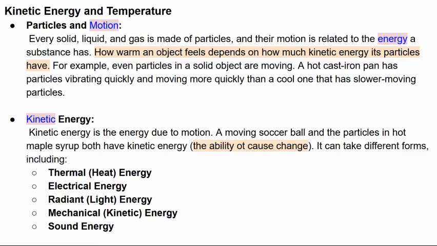Energy and temperature. Particles and motion. Every solid, liquid, and gas is made of particles, and their motion is related to the energy a substance has. How warm an object feels depends on how much kinetic energy its particles have. For example, even particles in a solid object are moving. A hot cast iron pan has particles vibrating quickly and moving more quickly than a cool one that has slower moving particles. Kinetic energy. Kinetic energy is energy due to motion.